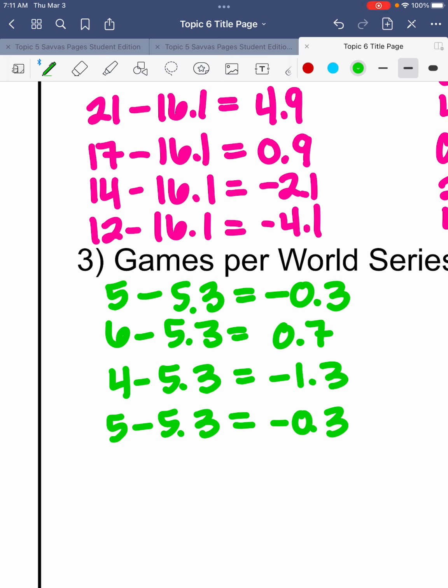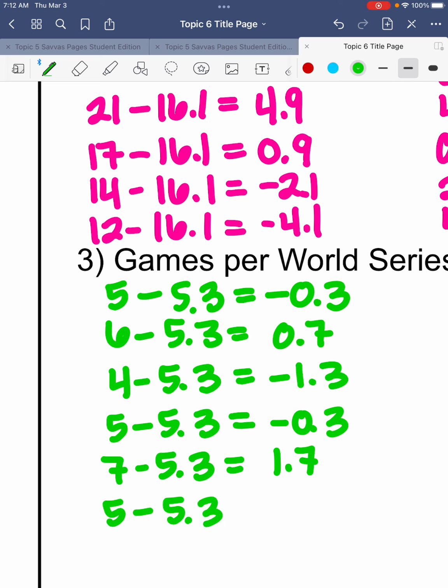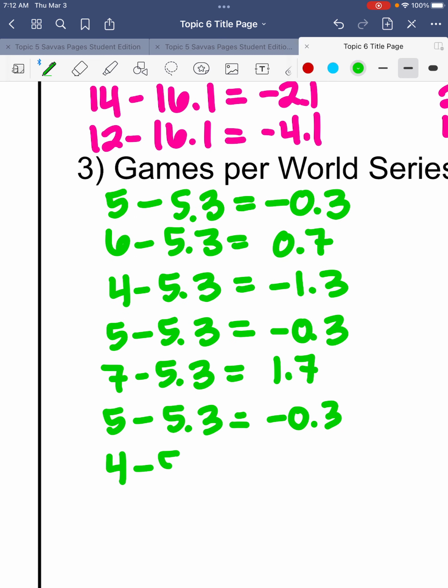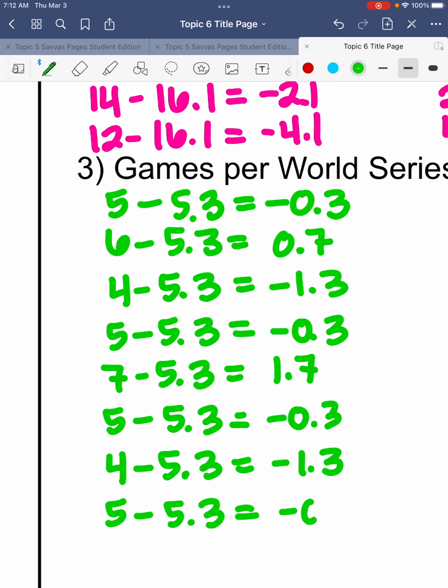After that we have 7. 7 minus 5.3 is going to be, I think, 1.7. Yep, 1.7. Then I have another 5. So 5 minus 5.3 is negative 0.3. Then I have a 4. 4 minus 5.3 is negative 1.3. Then we have a 5. 5 minus 5.3 is negative 0.3.